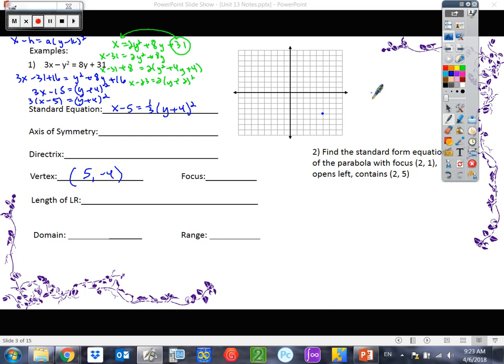In order to find pretty much everything else, I've got to have p. I need to know what p is. Remember, it's that little formula, a equals 1 over 4p. So I need to find it. So I have a is 1/3. Now I want you to think about this.